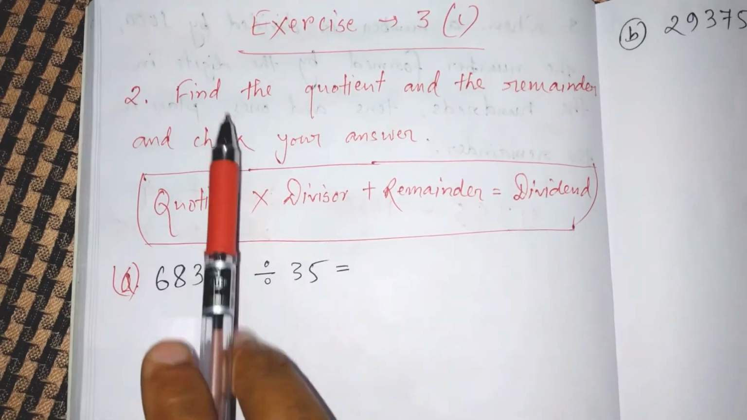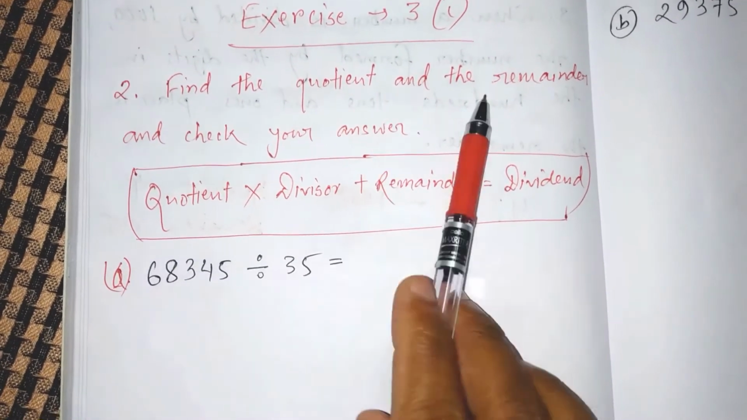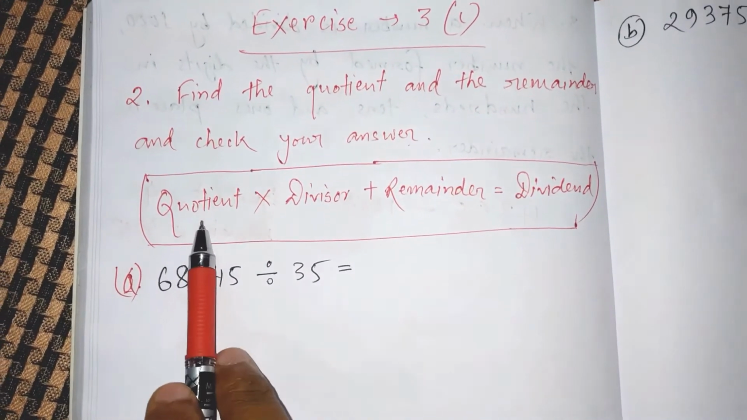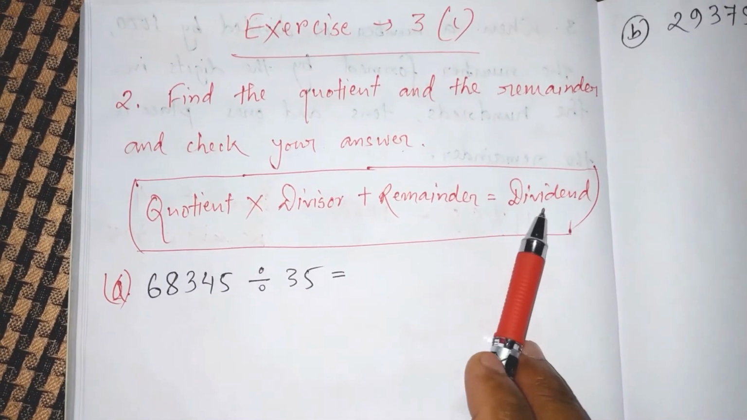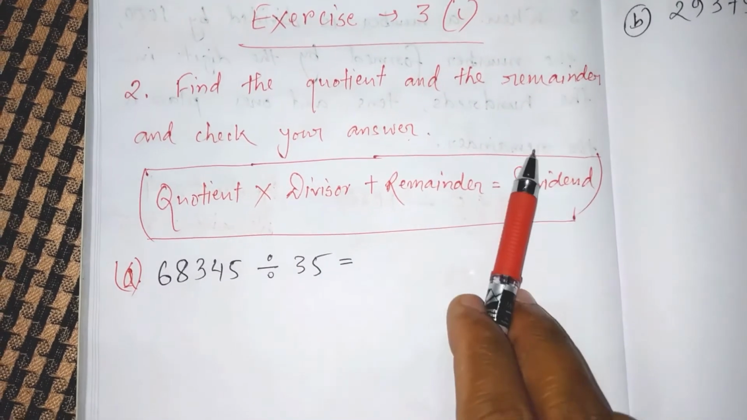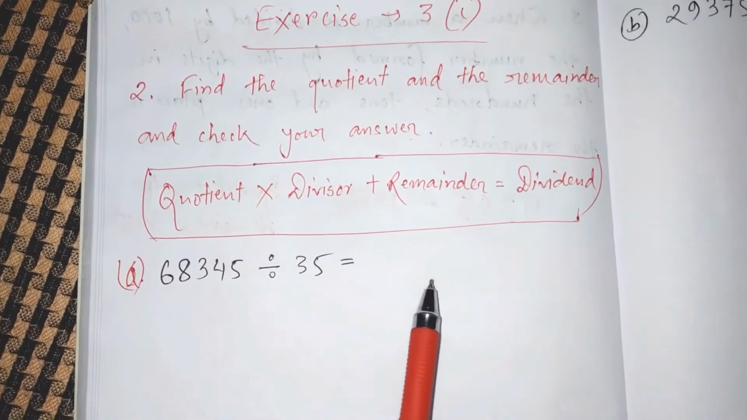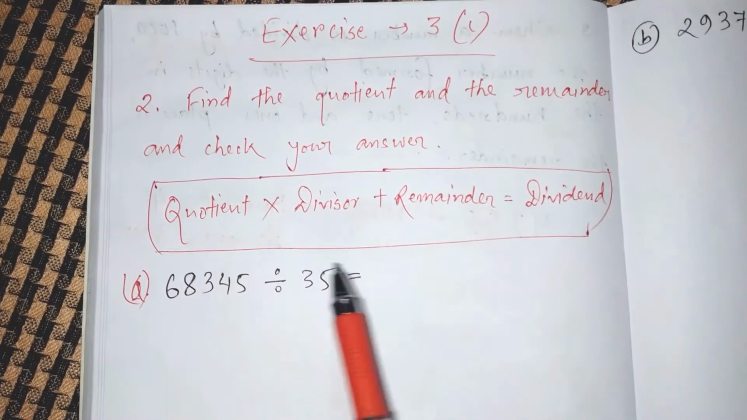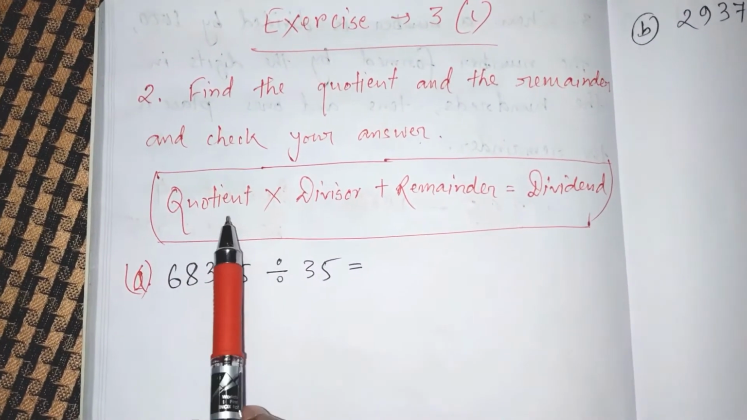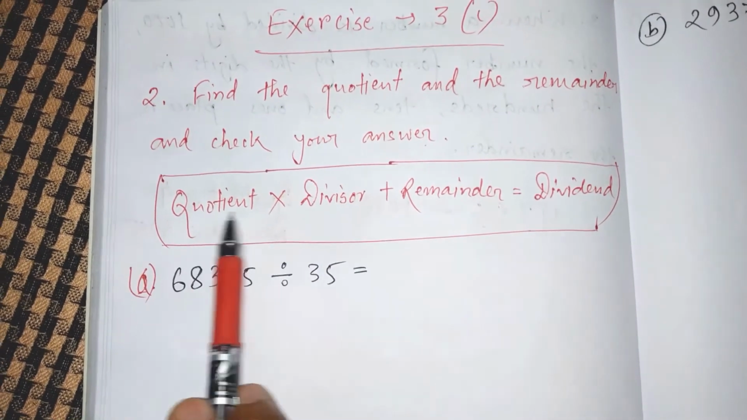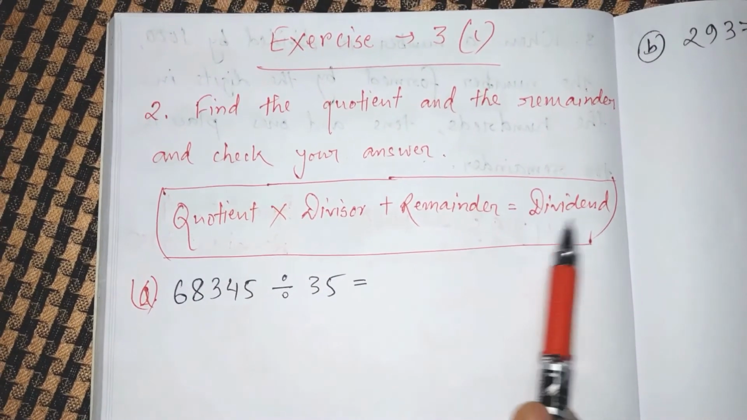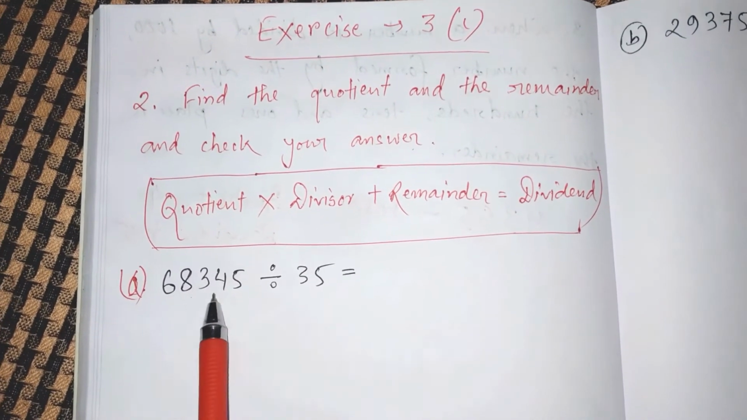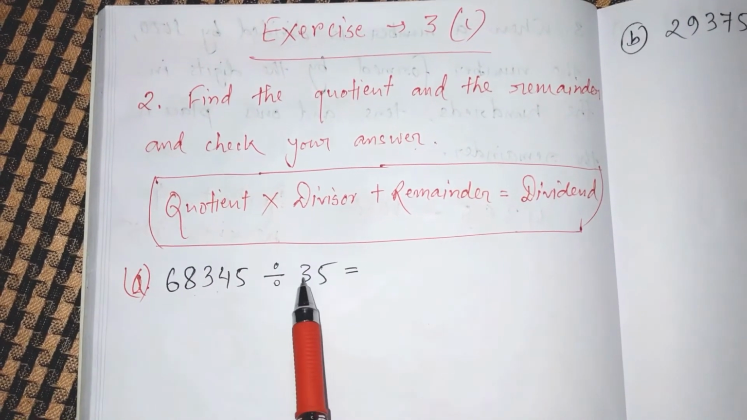Okay, so the question is, find the quotient and the remainder and check your answer. That means you have this formula, we have already discussed it. So you need to check whether the result that you get, that means the quotient and the remainder, is correct or not, by putting those values in this formula. Okay, we know how to do it. So this is the first question, 68345 divided by 35.